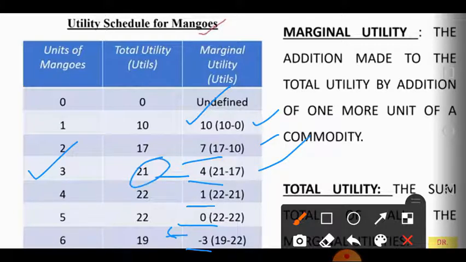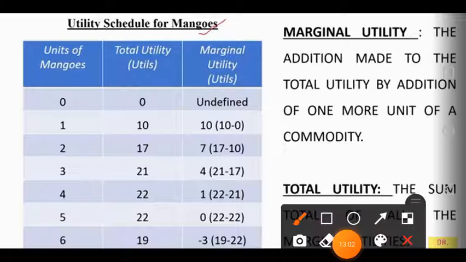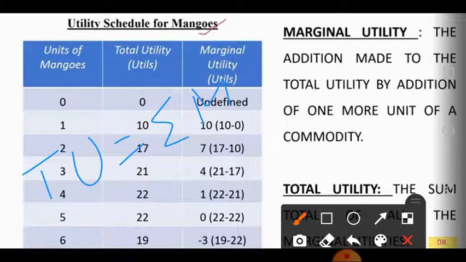If it is asking for level number 4, what is the total utility? We will add the marginal utility of levels 1, 2, 3 and 4. So it will be 10 plus 7 plus 4 plus 1. That will be 22. I hope it's understood, and we can write a formula for this. It can be TU is equal to summation of MU. This is your formula.